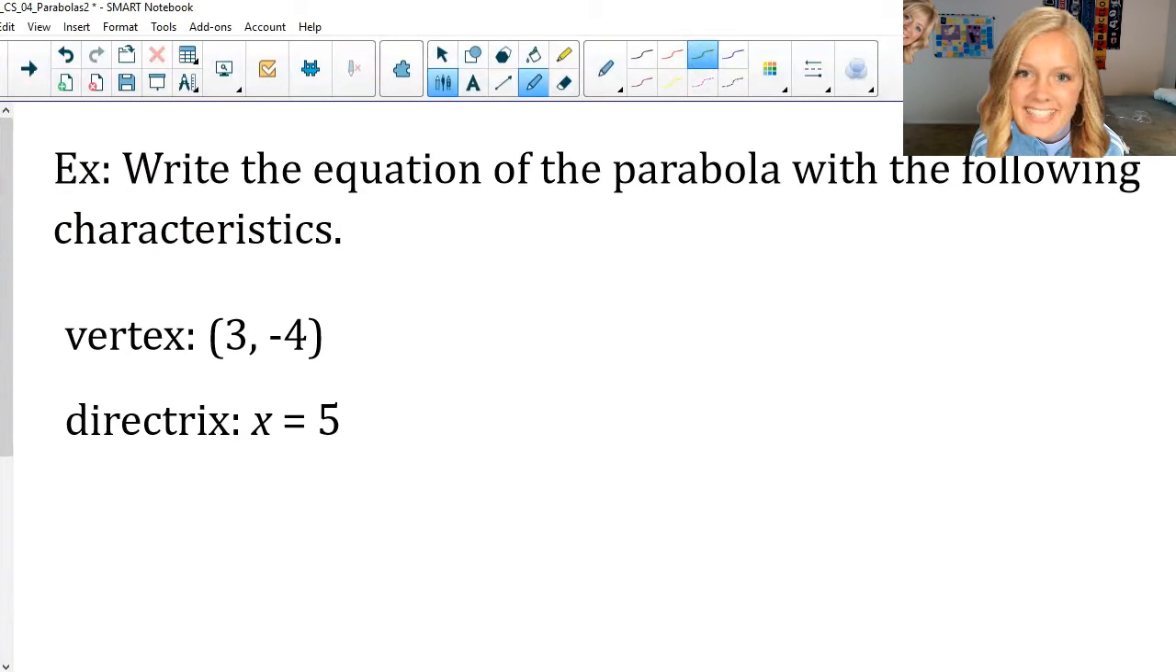Okay, so let's go through this. We have to write the equation of the parabola with the following characteristics. We know we have a vertex that is (3, -4), and we have a directrix of x equals 5.